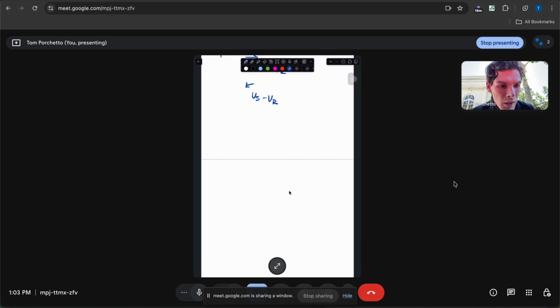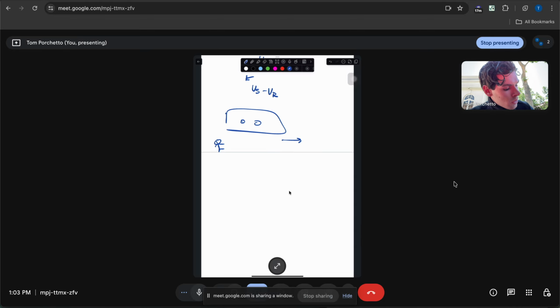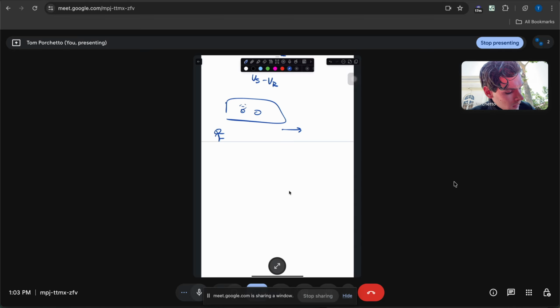Now the question is, does this apply to electromagnetic waves? Let's say, for example, the light. Well, let's say we have the room, we have two light sources, and we have an observer outside the room. The room is going to the right, and these two light sources are emitting light rays.